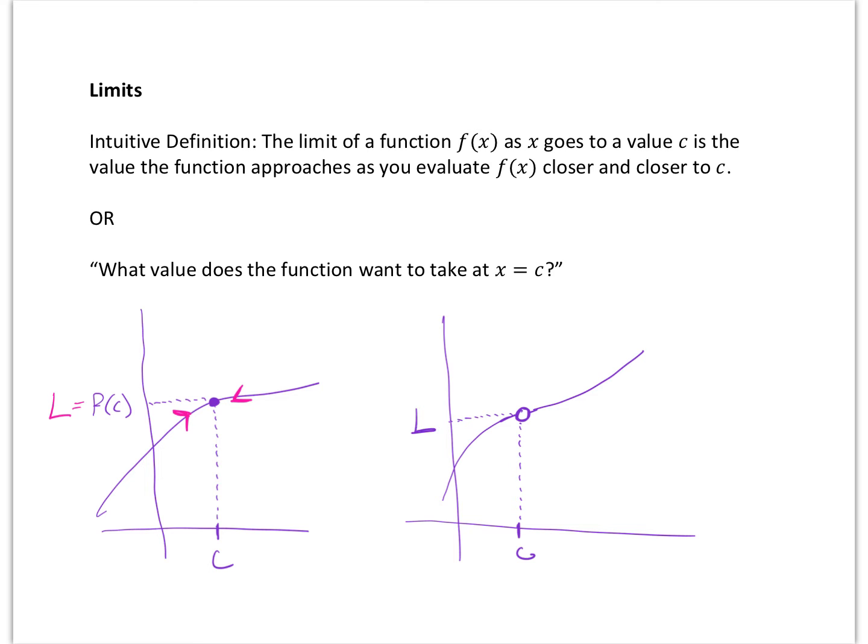So we can still call it L. It's still approaching a value. As my little ants march along the curve, getting closer and closer to x equals c, the y values are getting closer and closer to this value L. This is the value the function wants to take at c. It's L, even if there is no function value there. It still has the same limit. It's still approaching the y value of L.